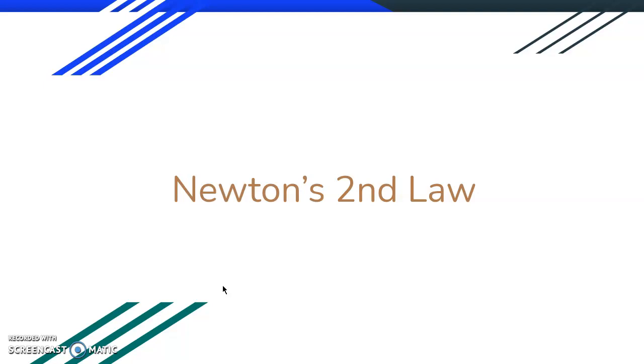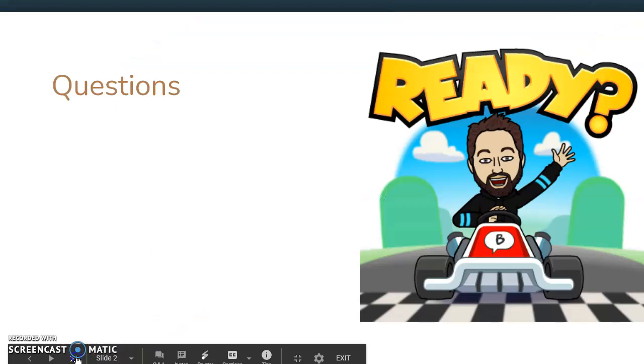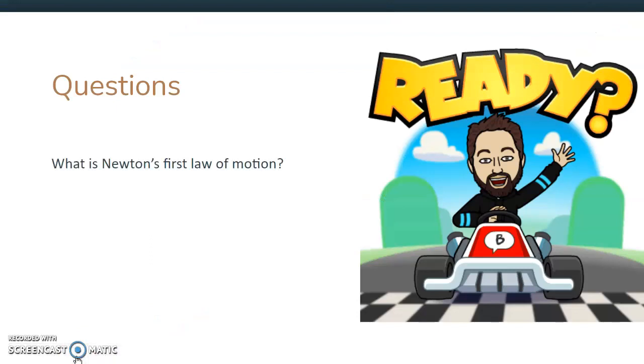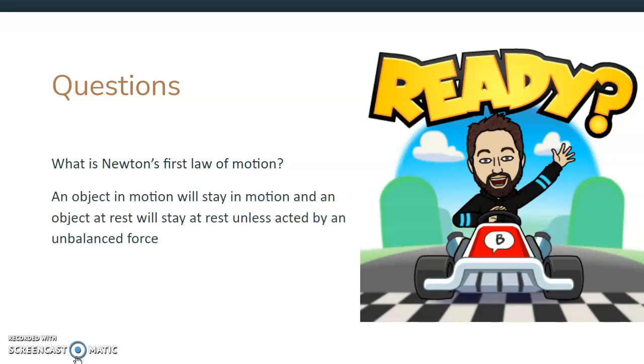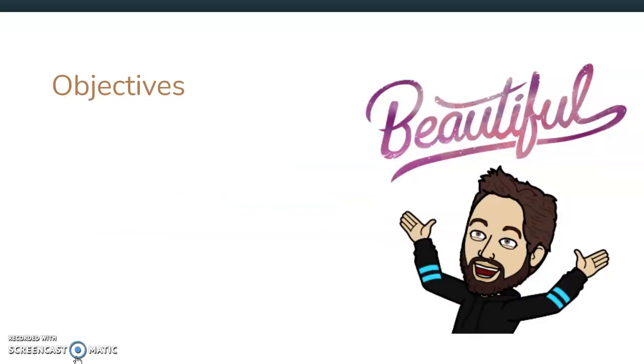Today we're going to be talking about Newton's second law. So, as always, some good questions to get us started: what is Newton's first law of motion? Can we remember from our last presentation, or last topic, what was the definition of Newton's first law? We said it was an object in motion will stay in motion and an object at rest will stay at rest unless acted upon by an unbalanced force.